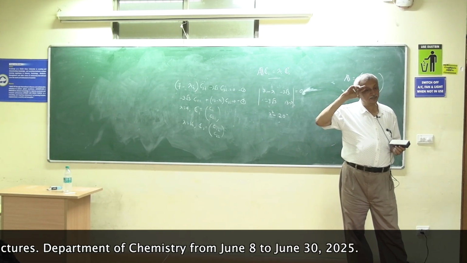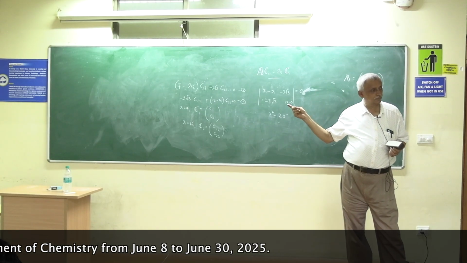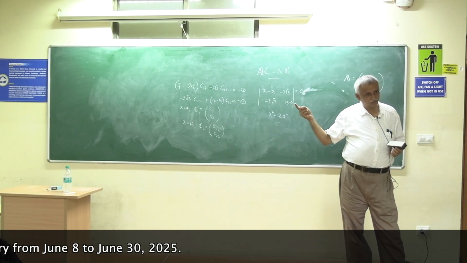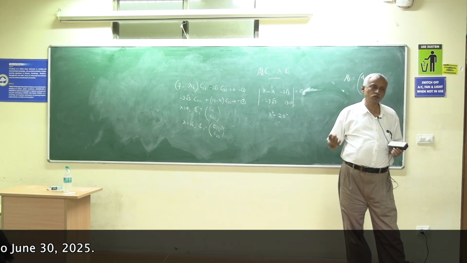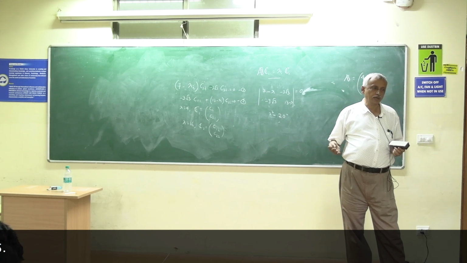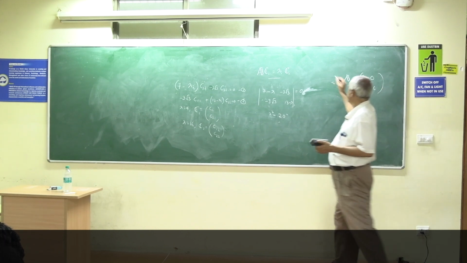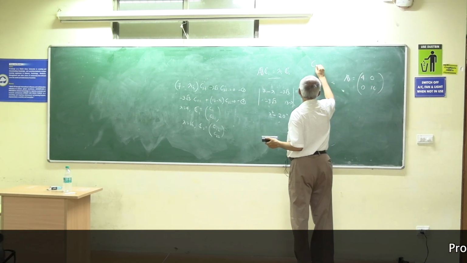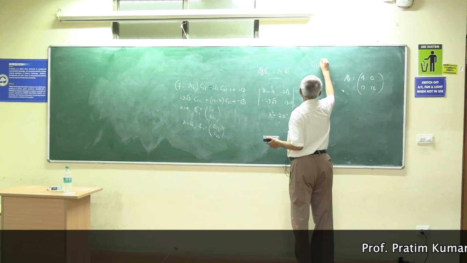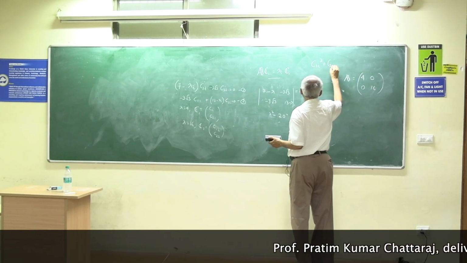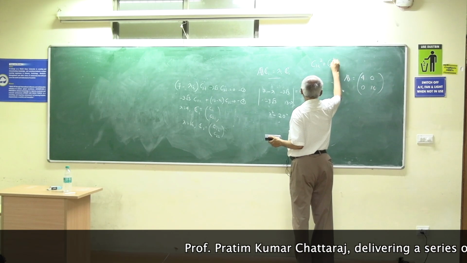But if it is a Hermitian matrix, its eigenfunctions should be orthonormal. If the eigenfunctions are orthonormal, then you get a condition that C1I square plus C2I square must be 1.